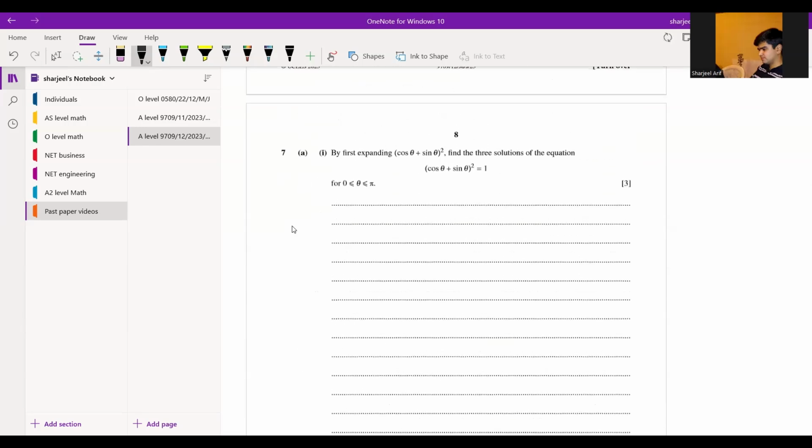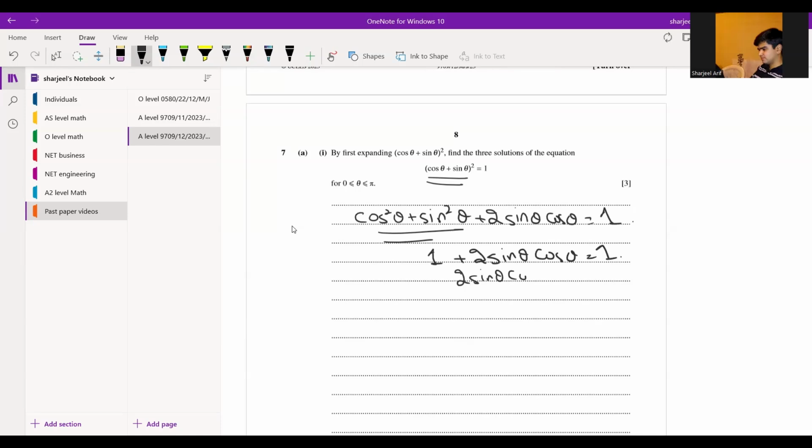Now look at question number 7. In this question, we have to expand (cos theta plus sine theta) whole squared. So this will become cos^2 theta plus sine^2 theta plus 2 sine theta cos theta equals 1. Remember, cos^2 theta plus sine^2 theta is equal to 1. We will substitute its value here. So 2 sine theta cos theta will be equal to 0. So sine theta cos theta will be equal to 0.